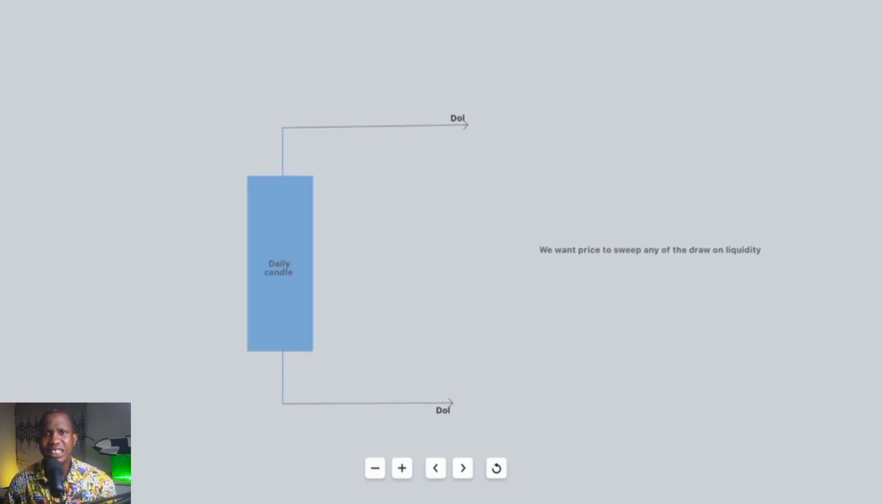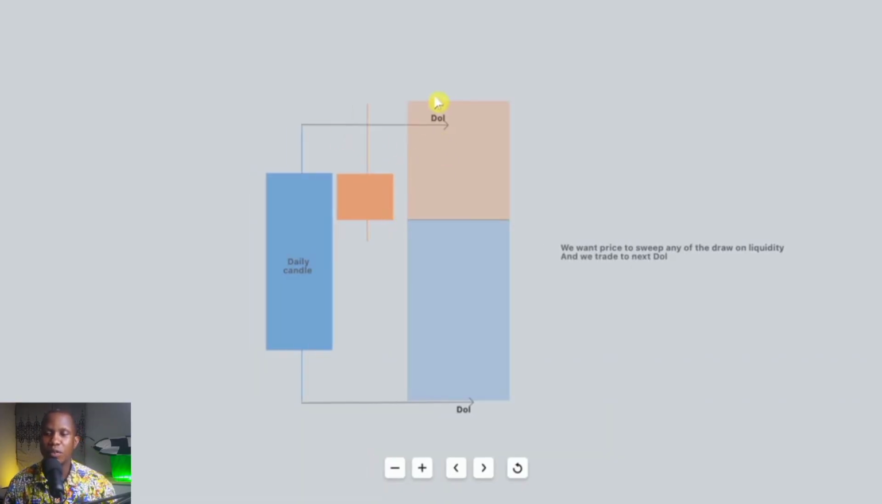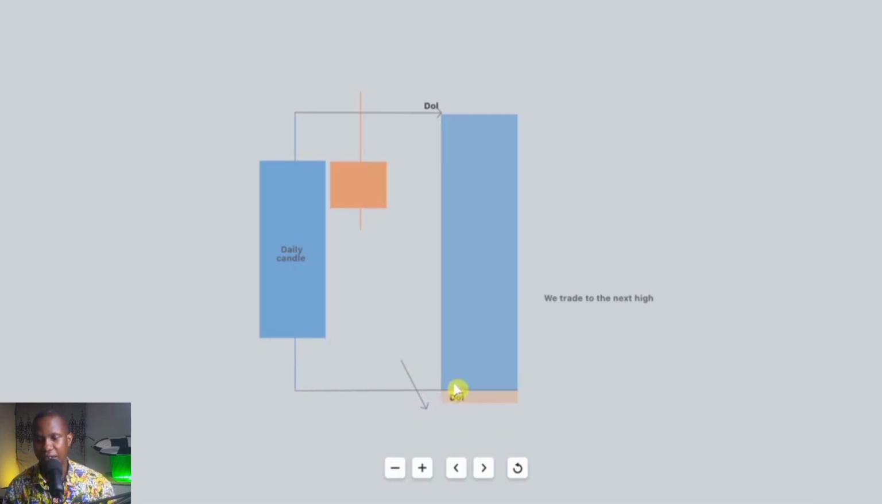So what we want is price to sweep any of these draw on liquidities. In this scenario, it swept this draw on liquidity. We enter, stop loss above here, and we trade to the next draw on liquidity, guys. If it sweeps here first, we want to enter from this level, stop loss below here, and we trade to this next draw on liquidity, guys. Just repeat this cycle. Let's take some examples.